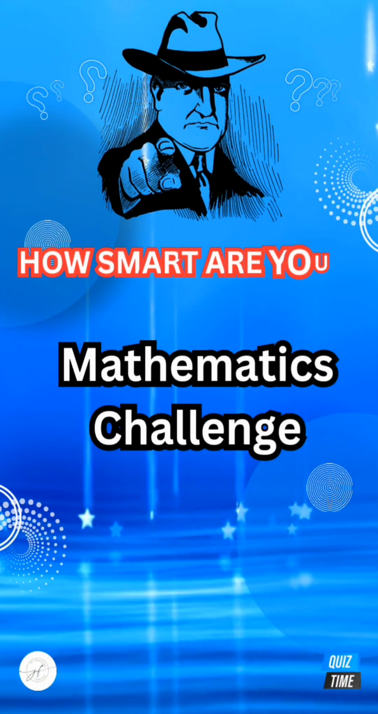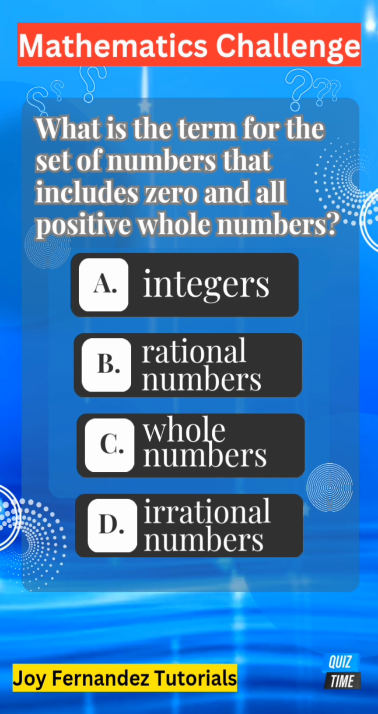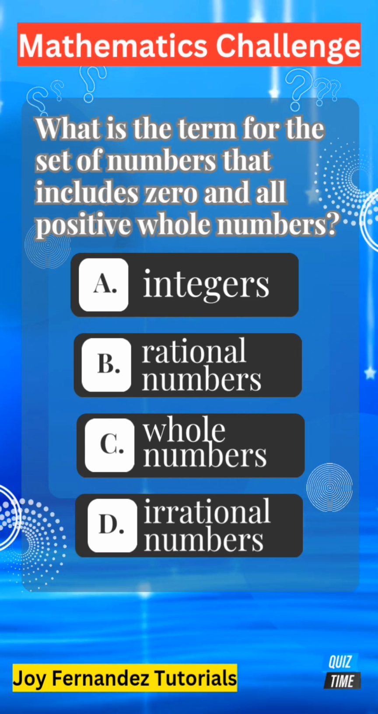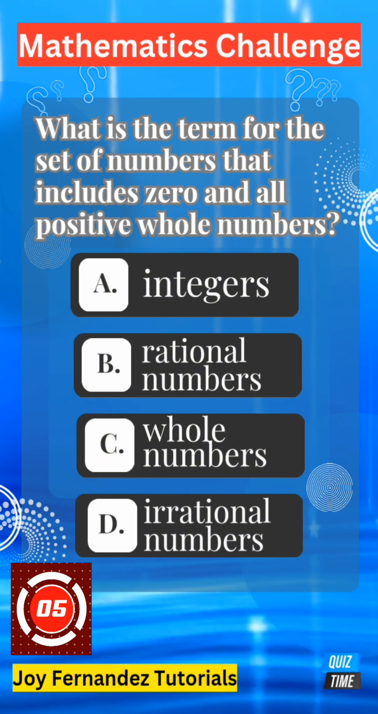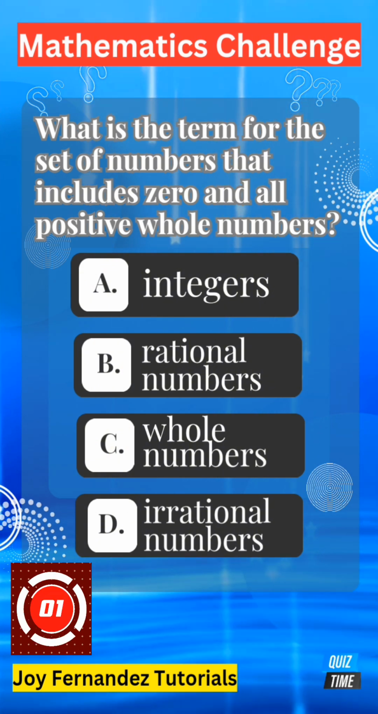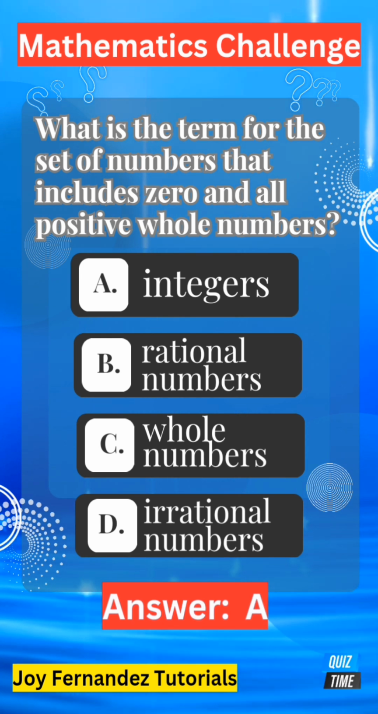Mathematics Challenge. What is the term for the set of numbers that includes 0 and all positive whole numbers? The answer is A. Integers.